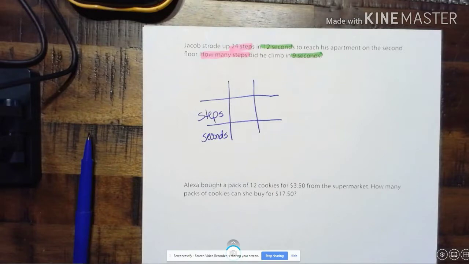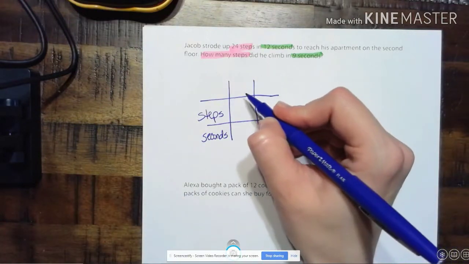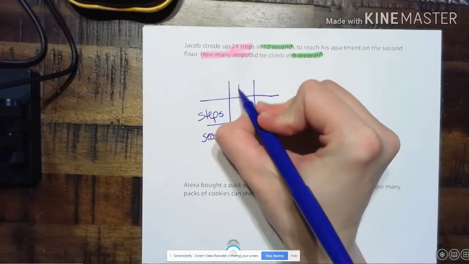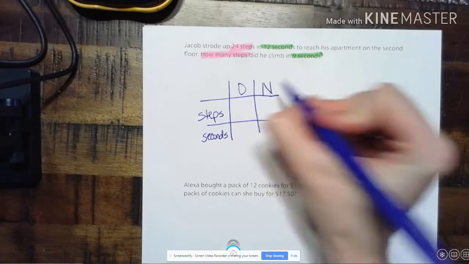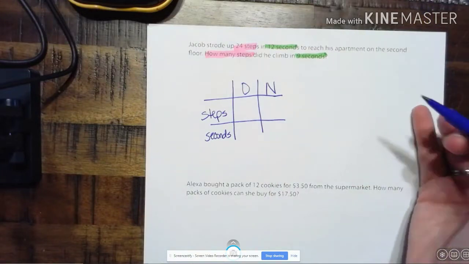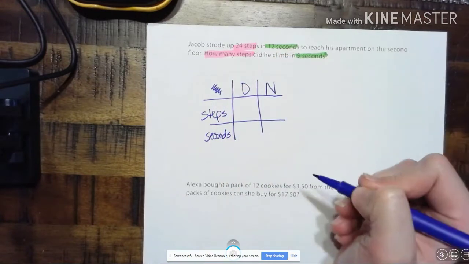So it's always nice to color code. It helps your kids keep things straight. My other two labels that I'm going to put are my original amount, so we put an O for original, and then my new amount. And my new amount is always what I'm looking for. And then this box up here, we leave blank. We don't need that box there.